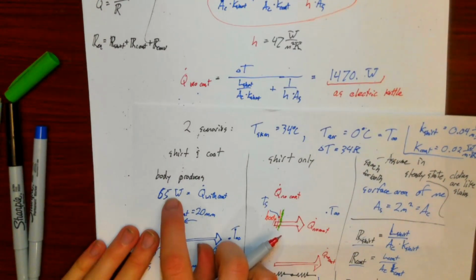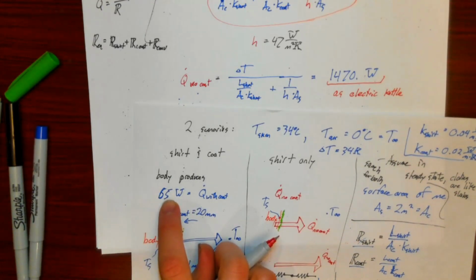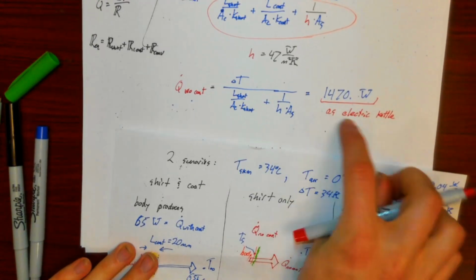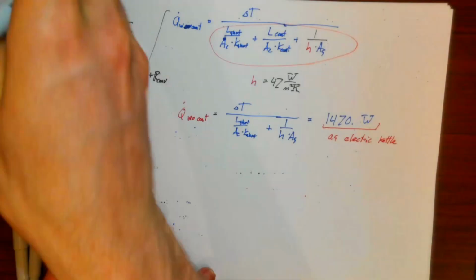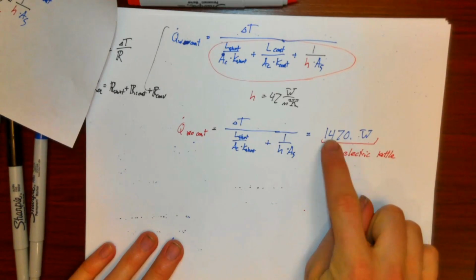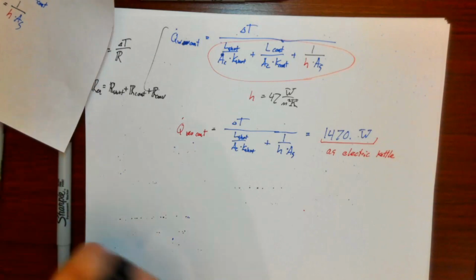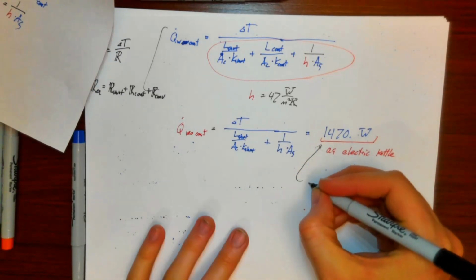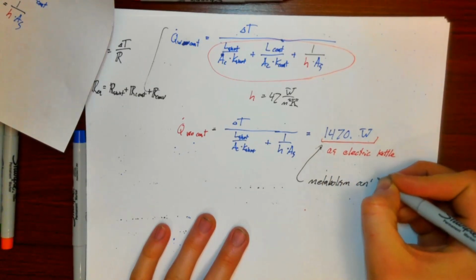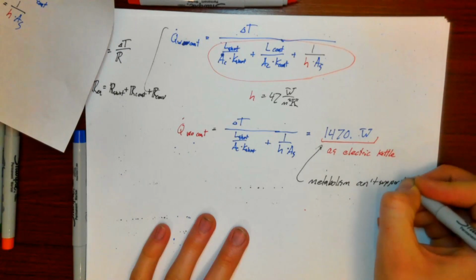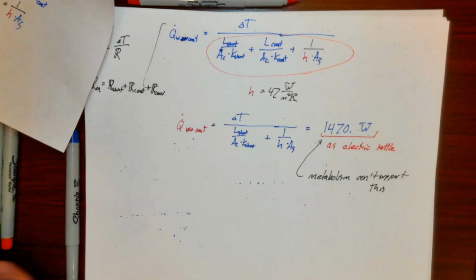Your body, if you put a coat on, only loses about 65 watts, enough for a modest laptop. Whereas if you don't wear a coat, it requires as much heat as an electric kettle to basically keep you warm. Now, does the metabolism of our body support 1470 watts? No. Our metabolism can't support this. So our metabolism can't support what's going on here.